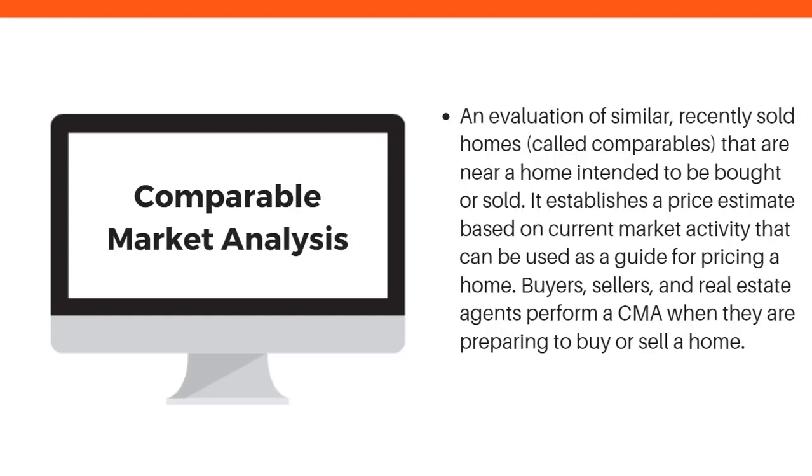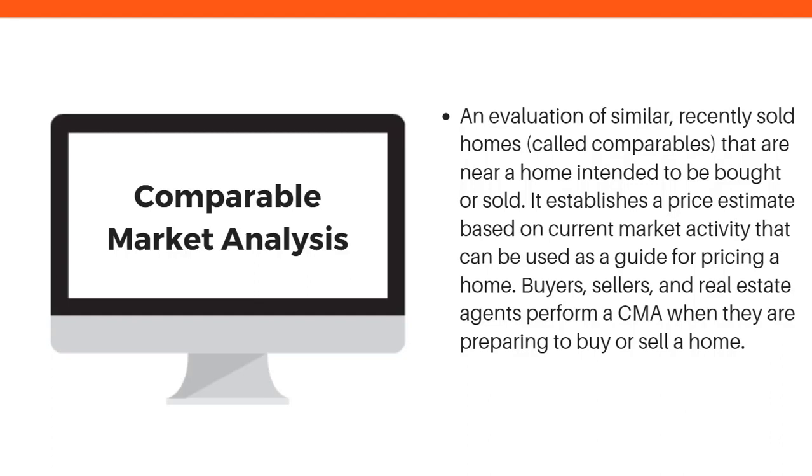Comparable market analysis. This is an evaluation of similar recently sold homes called comparables or comps. These are houses that have recently sold that are nearby the current home that you are looking at buying, the intended home that you're trying to either buy or sell. So a comparable market analysis basically goes out and looks at what the average sale price was of a bunch of different homes located close by, so that you can get a rough idea of what your home would be worth as well.